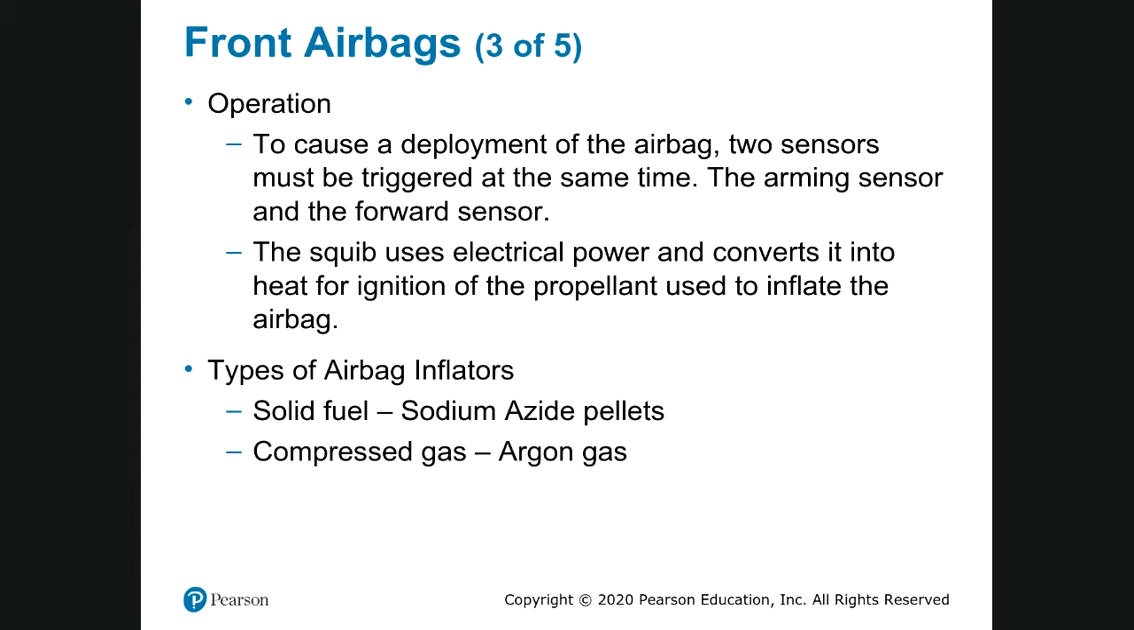All right, the arming sensor is used to provide electrical power, and a forward or discriminating sensor is used to provide a ground connection. You know, we talked about series and parallel circuits. Your airbag deployment is a series circuit. The arming sensor is where the power comes in, okay? So it has to be triggered. The safing sensor, the forward, the discriminating sensor is the ground side of that circuit there.